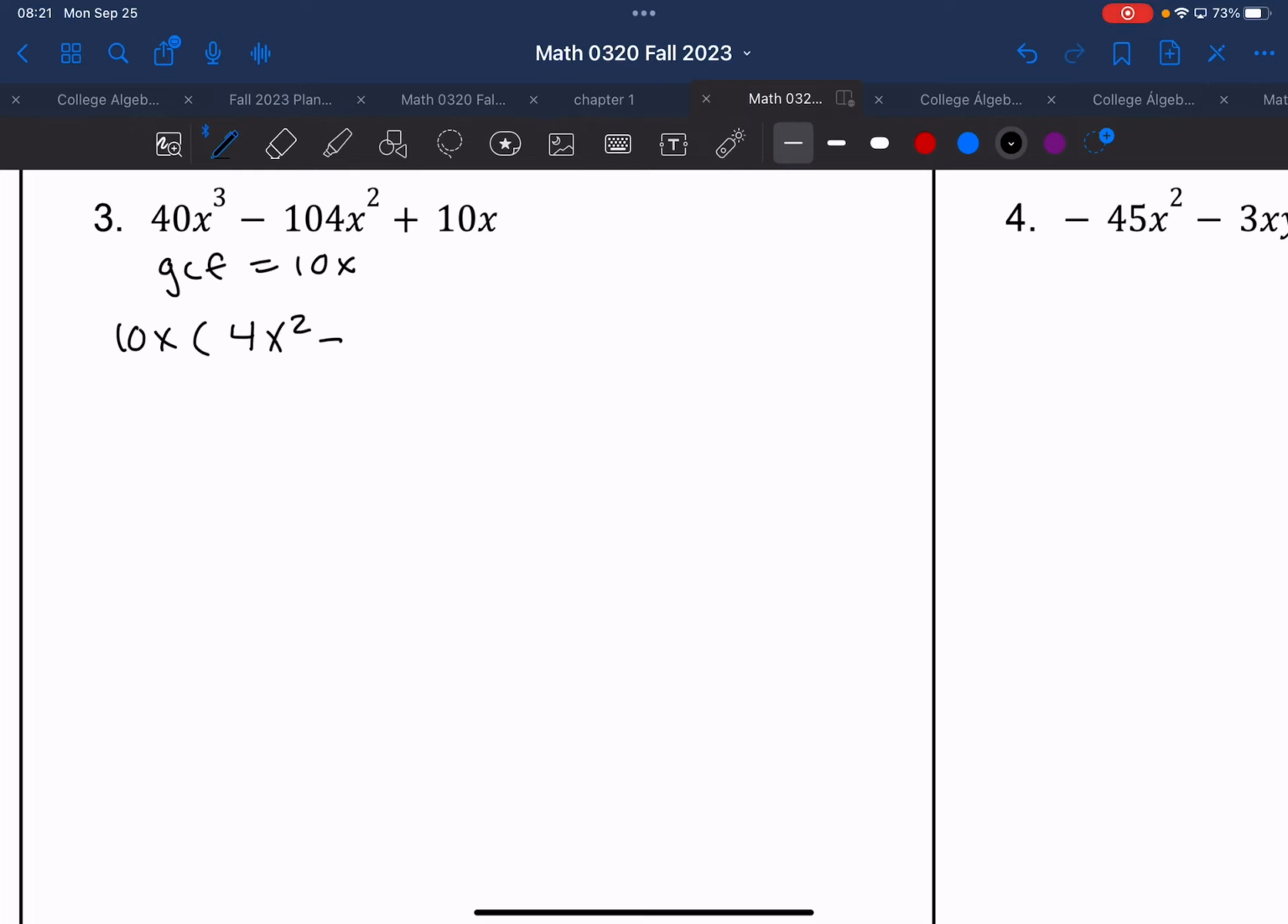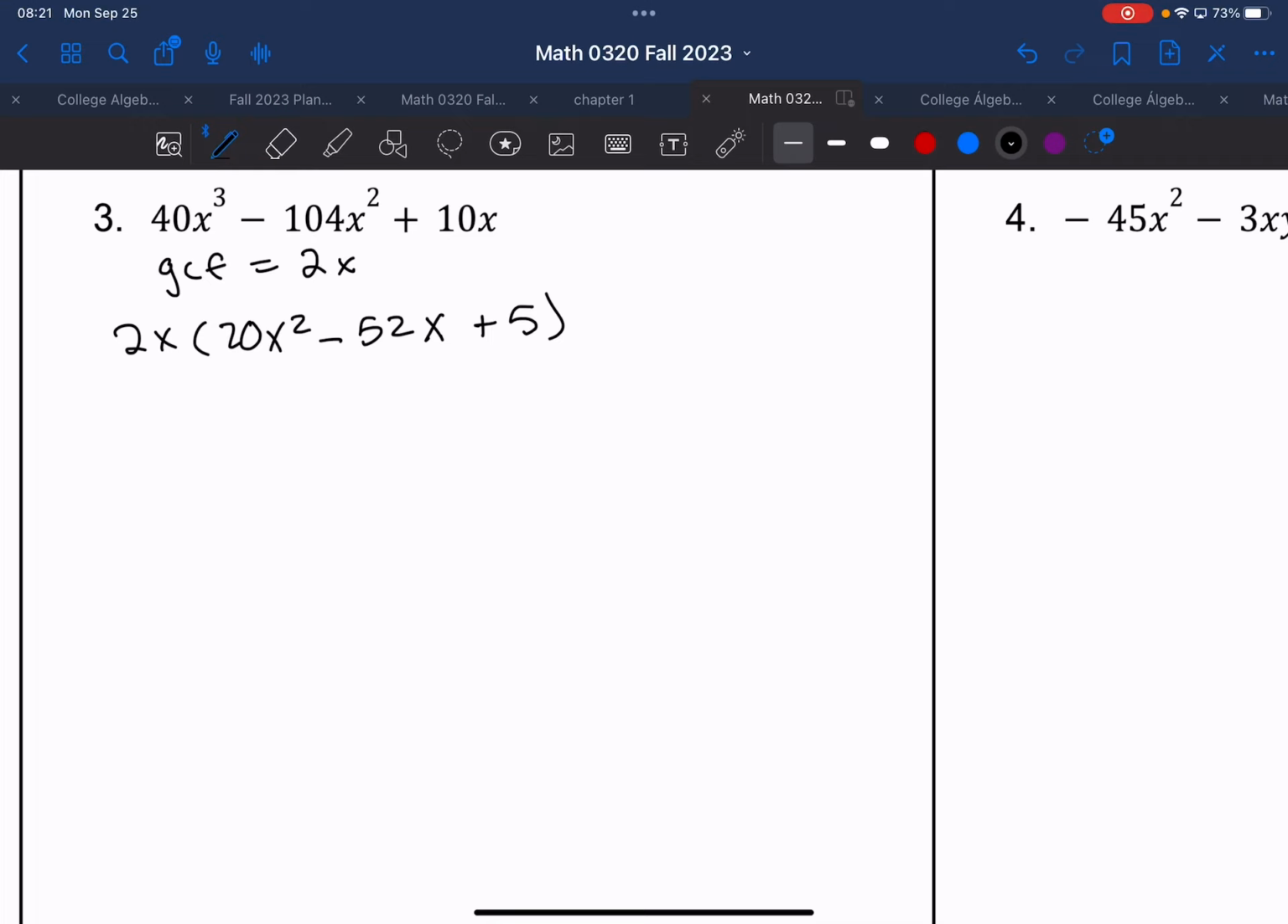It would have to be 2x, yep. That's because if we divide 104 by 10, we would get 10.4, and we don't want a decimal. We want a whole number. So 2x. Okay, so 20x squared would be our first term. 104 divided by 2 would give us 52x. And then that 10x divided by 2x would give us 5. Okay.